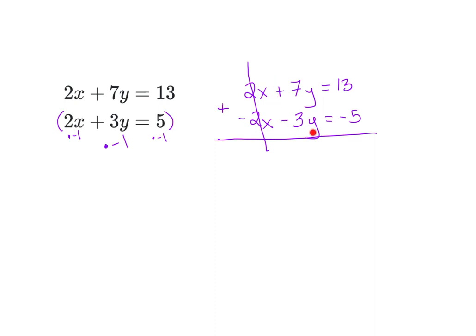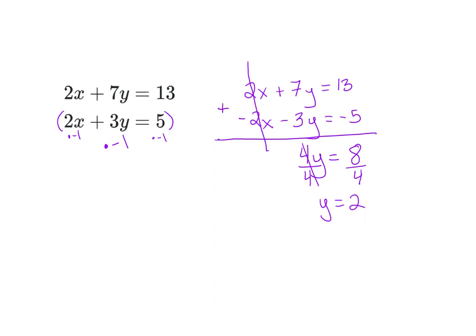7 plus negative 3, or 7 minus 3, that's going to be 4y. And last but not least, 13 plus negative 5 is the same as 8. Now we keep going. We'll divide both sides by the coefficient. This time it's 4. And we get y is equal to 2. So we solved for y first this time. Totally fine.